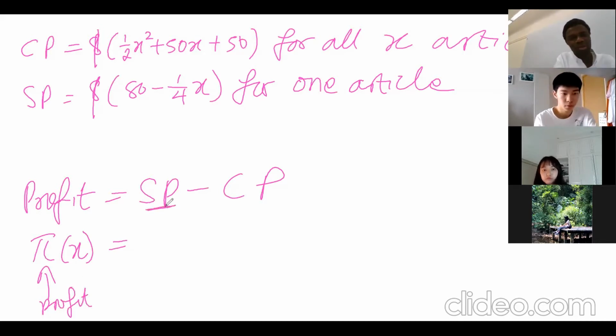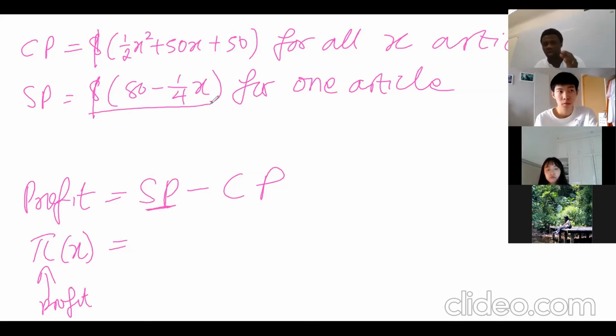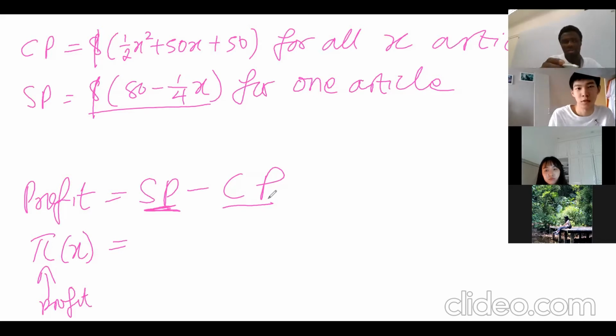This selling price, are we talking about the amount we have sold one of them, or the selling price of all of them? Just one. The profit you made, is it based on the selling price of one of them minus the cost of everything? All of them should be. We should use all of them, like total selling price minus the total. Exactly, because this is the selling price of one article.